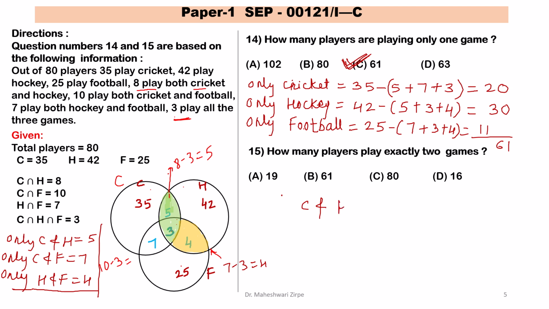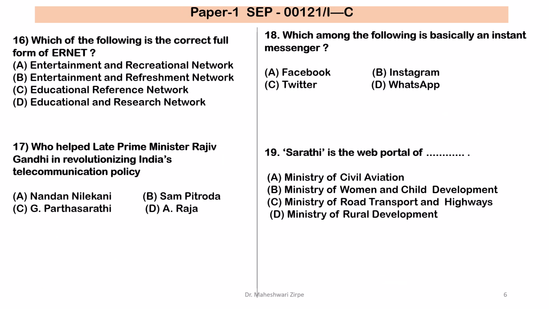Your cricket and hockey were played by 5 people. Cricket and football were played by 7 players, and hockey and football were played by 4. So if you total them, it comes out to be how much? 16. It comes out to be 16. So D is your correct answer. D is your correct answer. Okay, students. So this way we can solve the numerical based on Venn diagram.